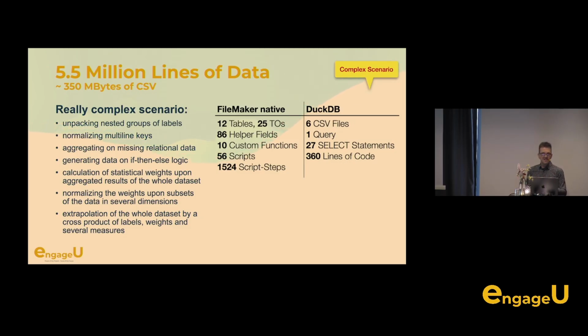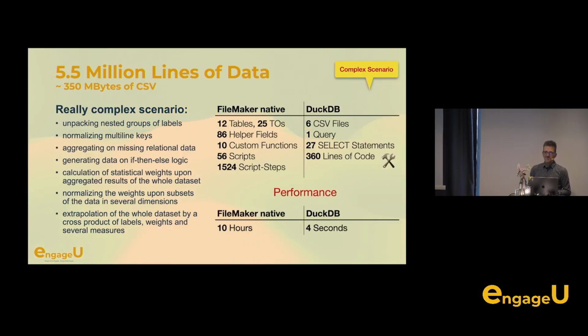You can even compress it further. I can do the same calculation as 1,500 script steps in FileMaker, and I don't need all these helper fields and custom functions and TOs and what else. I learned a lot in implementing this. I learned a lot about the commands from DuckDB. It was even faster to do this, but the biggest surprise was when it came to the time to perform this.